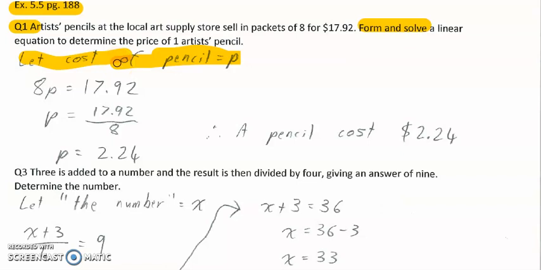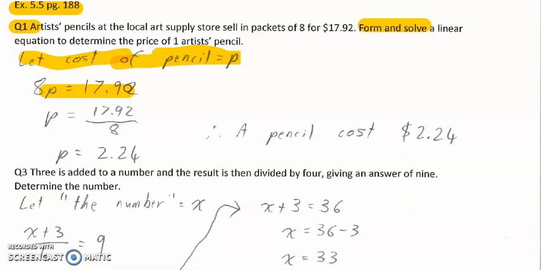Why did I pick P? Well, P for pencil, that just seems logical. You can use the letter X, the letter M, the letter Q, it's up to you. So if 8 pencils cost me $17.92, this is what my equation looks like. And I need to solve and figure out what P is on its own.